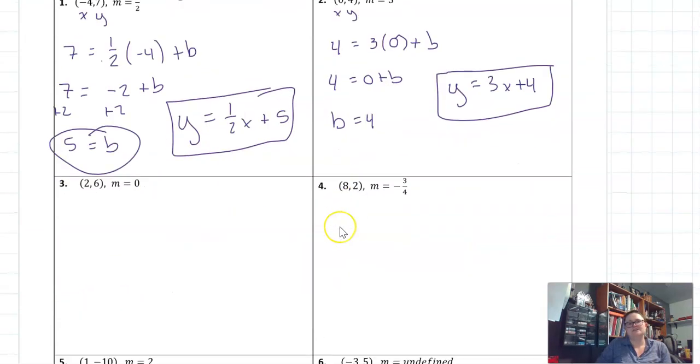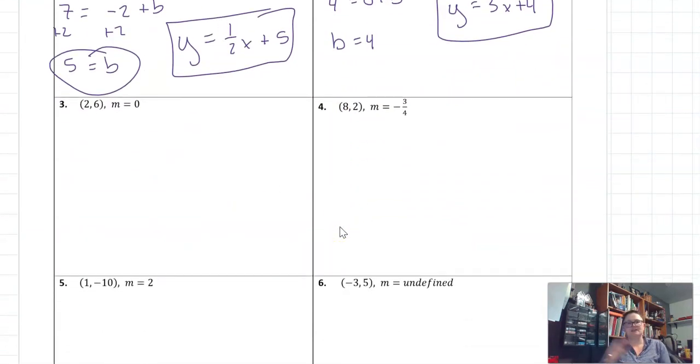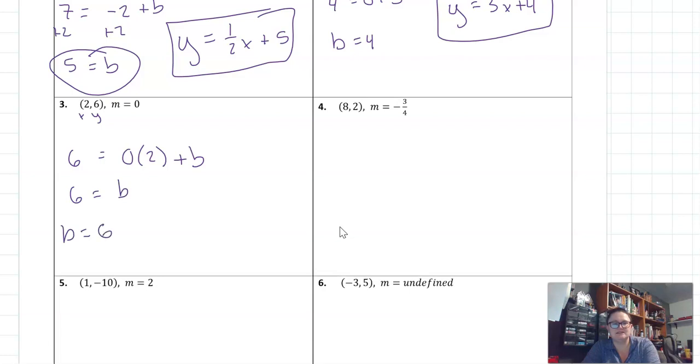All right, maybe you're feeling just a little bit more confident now and you're ready to try these next two on your own. If you're not, follow along. If you are, hit pause, try them, and then see what I get. Okay, x is 2, y is 6, m is 0. So I'm going to have 6 equals 0 times 2 plus b. Well, if my slope is 0, that means that that's just 0, so 6 equals b, so b is 6.